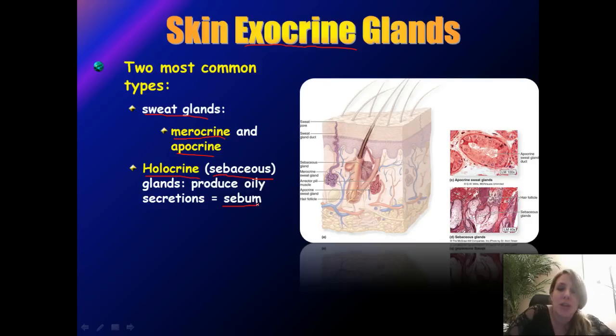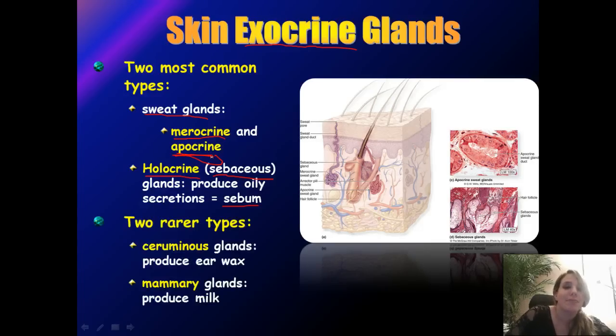Your sebaceous glands you're going to find on your face, chest, back, head. Your merocrine glands you find pretty much everywhere, all over your skin. You can sweat anywhere. That's a cooling mechanism. And your apocrine glands are going to be found in stinky places: armpits, anus, pubic region, areolae around the nipples. Places like that. There are two other types of glands, but these would be considered rare because they're only found in very few places.